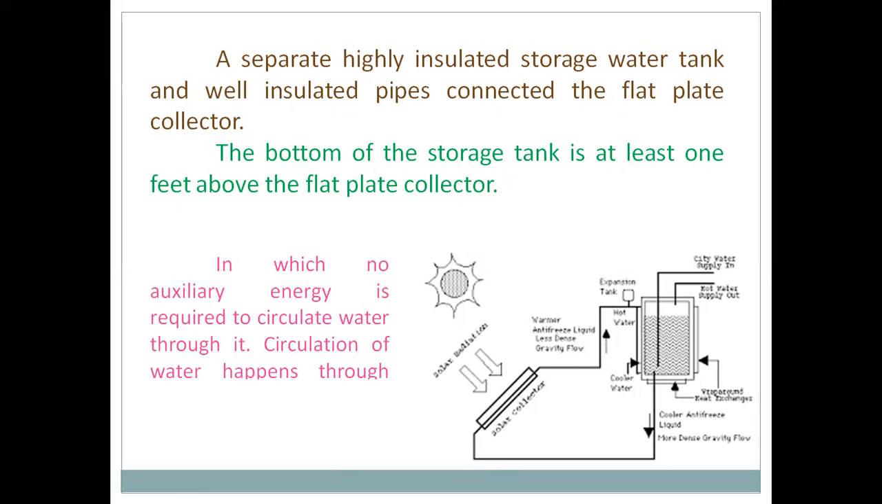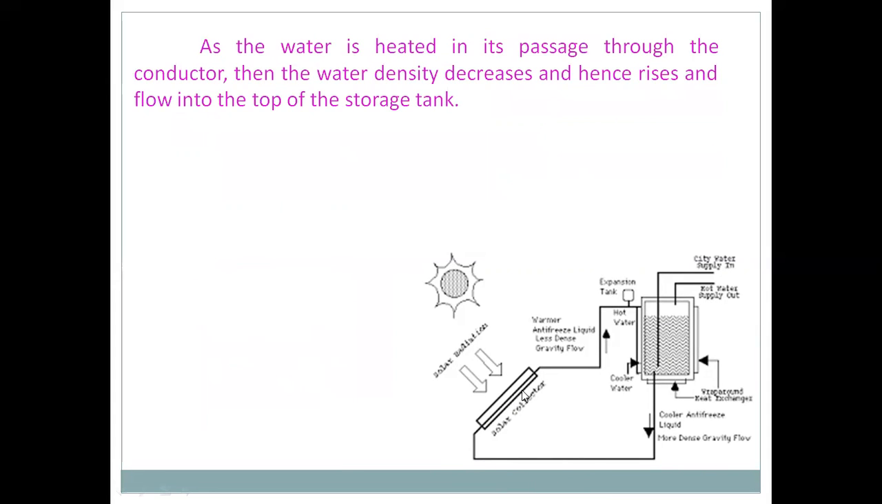Of course, no auxiliary energy is required to circulate the water through the pipes from the storage tank to the flat plate collector. This circulation happens only through natural convection, because the temperature difference causes a density difference. Due to this density difference, the cold water enters the flat plate collector and the hot water enters the top of the storage tank. So this is totally done by natural convection, and there is no auxiliary energy required.